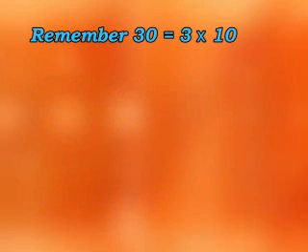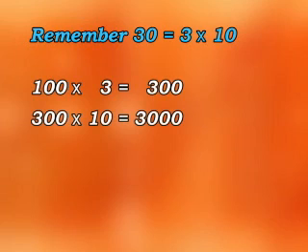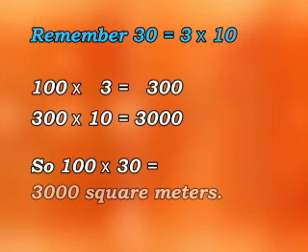Remember, 30 is the same as 3 times 10. So, 100 times 3 equals 300. Then, 300 by 10 equals 3,000. So 100 times 30 equals 3,000 square meters.